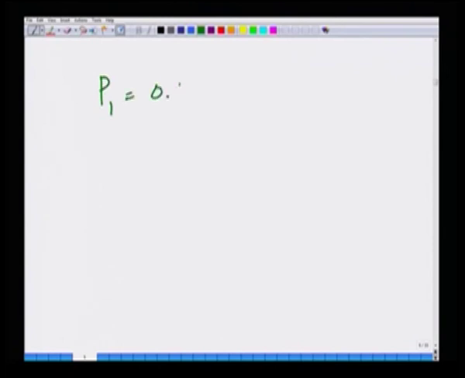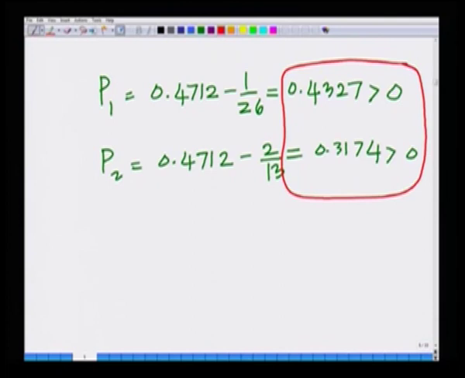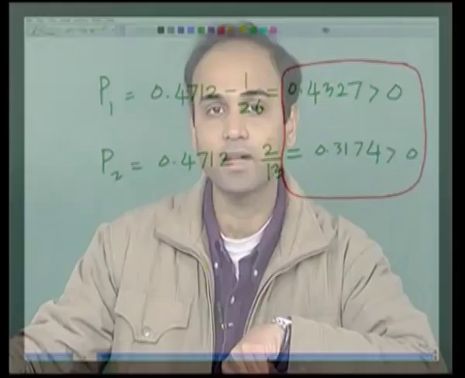Okay. So, now I will again go back and see if the computed powers are greater than 0. P1 equals 0.4712 minus 1 by 26 equals 0.4327. This is greater than 0. In fact, I will express this in dB later. And P2 equals 0.4712 minus 2 by 13 equals 0.3174. Now, you can see both the computed powers are greater than 0. Hence, this is consistent with our assumptions. So, these are the optimal powers.